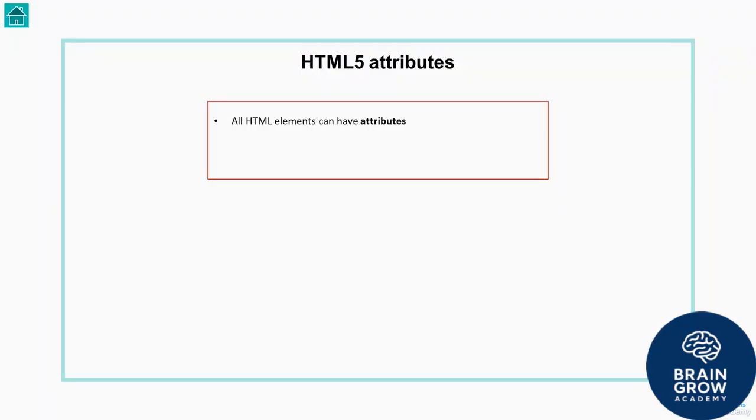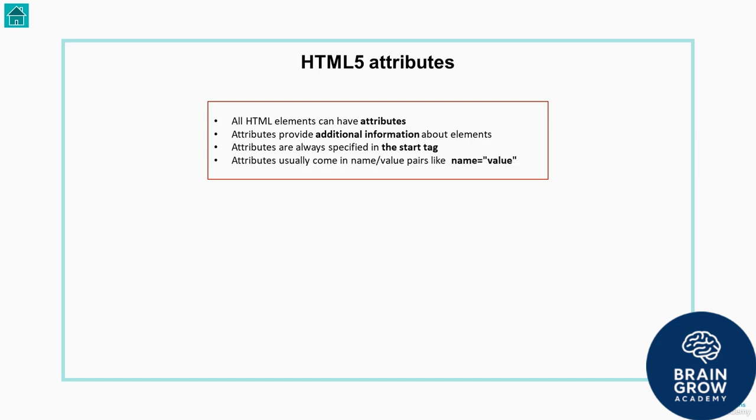Now let's talk about HTML5 attributes. So first of all, you should keep in mind that all the elements do have attributes, and these attributes play a specific role. So what's the role and use of attributes? They simply provide additional information about elements, and they are always written at the start of HTML5 tags. To write an attribute, you write the name and then the value of the attribute. For example, name equal value.